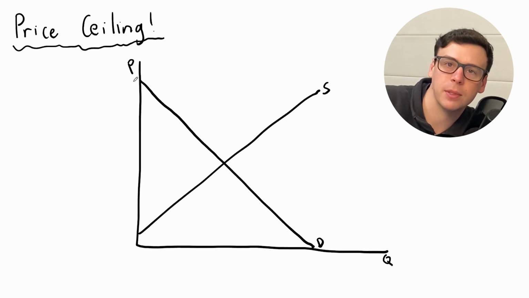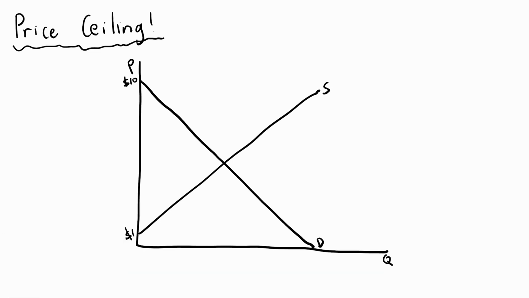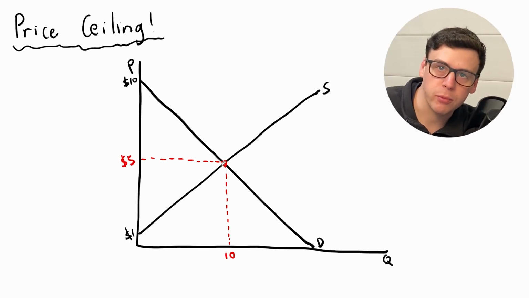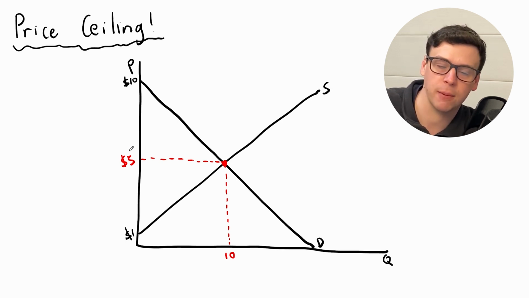We can make some assumptions about these points that intersect, so we could assume this is $10, and we can assume this is $1. So we have an equilibrium point in the middle here, which is when supply equals demand. And we can just assume that that occurs when the price is $5, and at that price, the demanded quantity is 10 units. So what happens when you introduce a price ceiling?